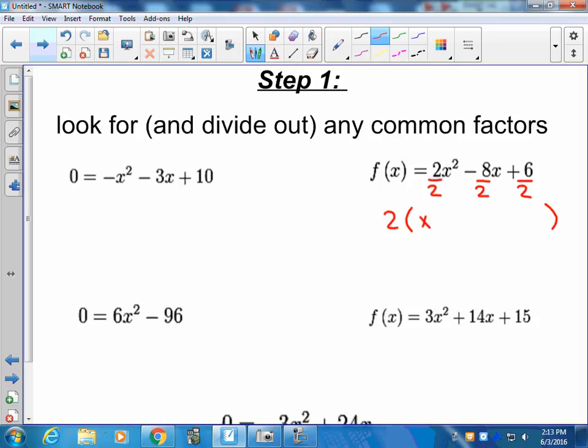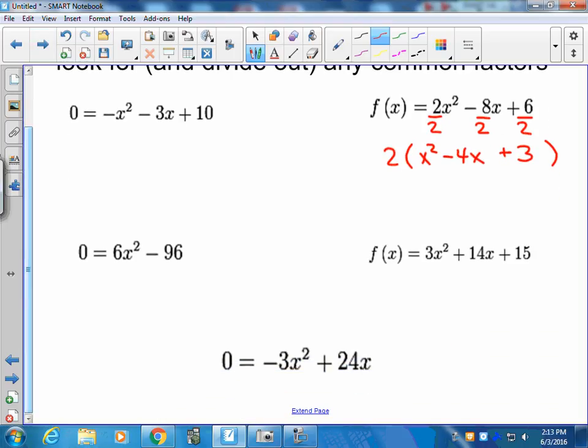2 divided by 2 is 1x squared. Negative 8 divided by 2 is minus 4x. Positive 6 divided by 2 is plus 3. Okay, so I factored out that value. Some of your quadratics are not going to be factorable. If I look at 3, 14, and 15, there are no values that I can pull out of those three that would work for all of them.